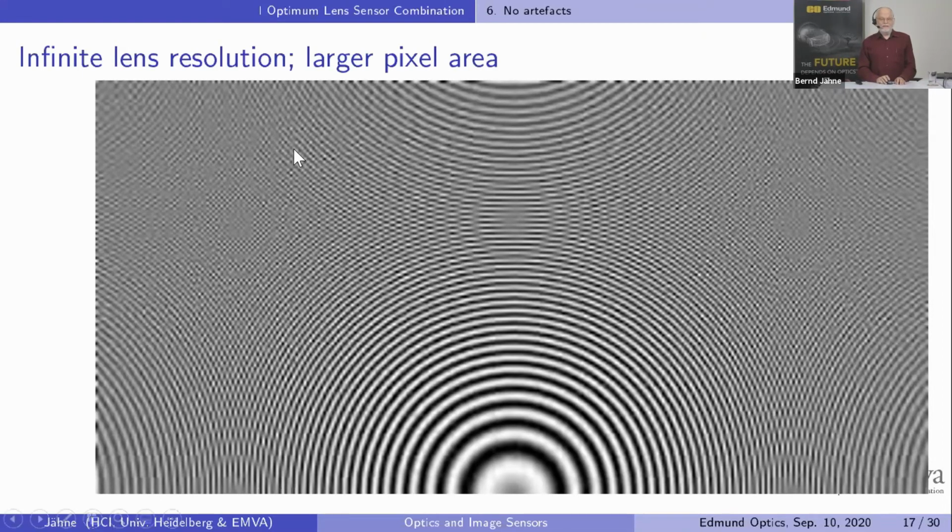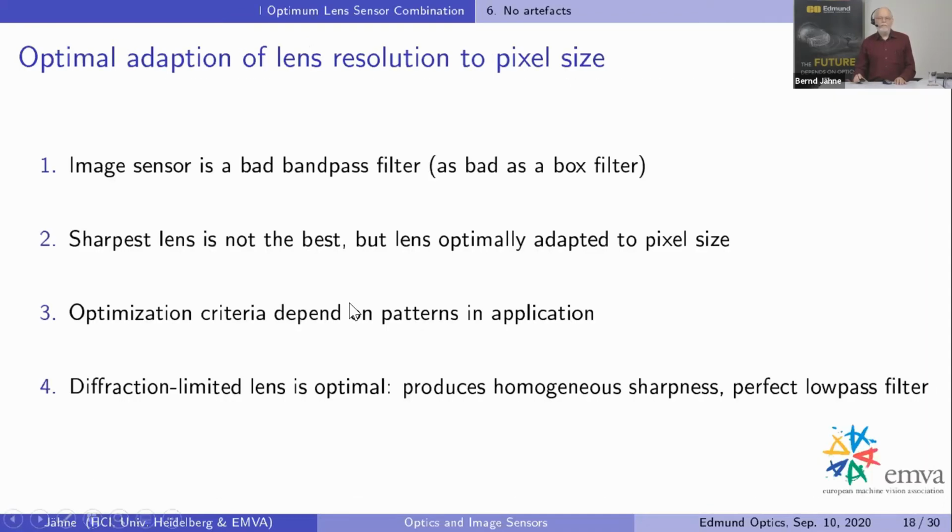And the story is that, as you can see by this simulation here, the image sensor is a very bad bandpass filter. For those who are familiar with image processing, an image sensor is as bad as a box filter. So the image sensor cannot do a band limitation.